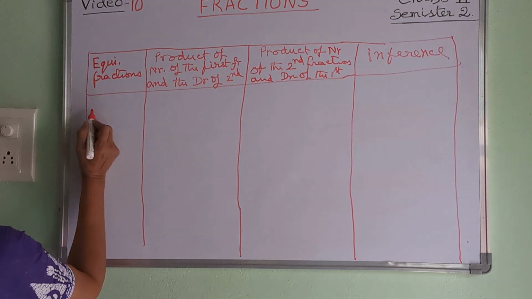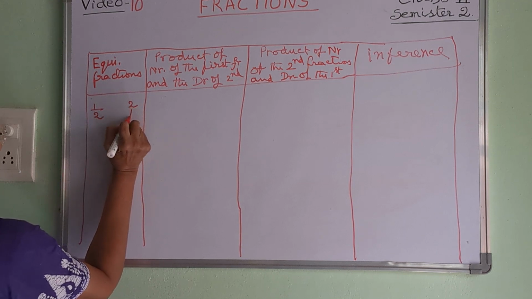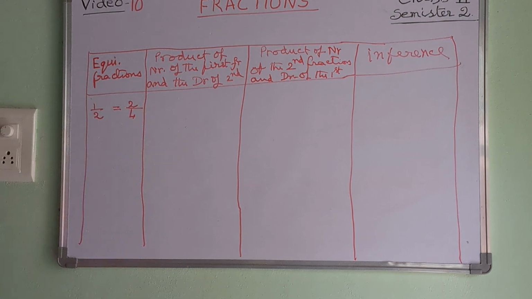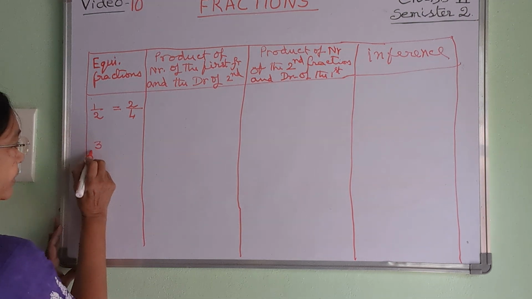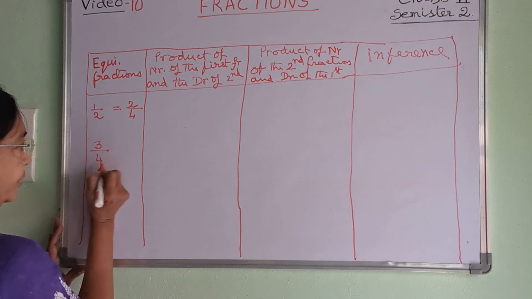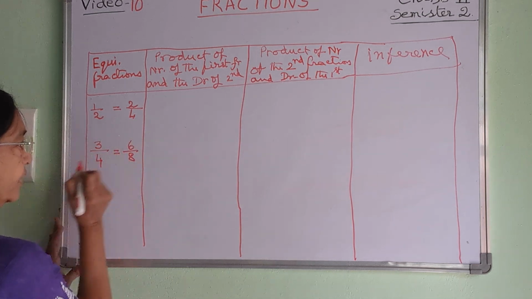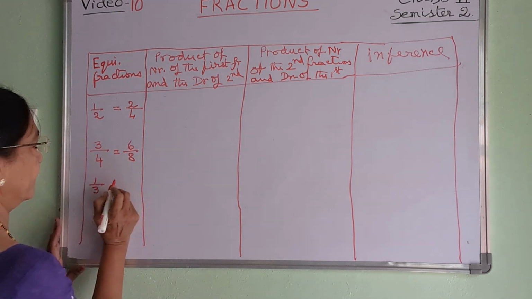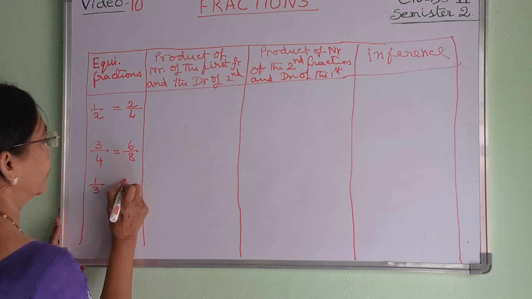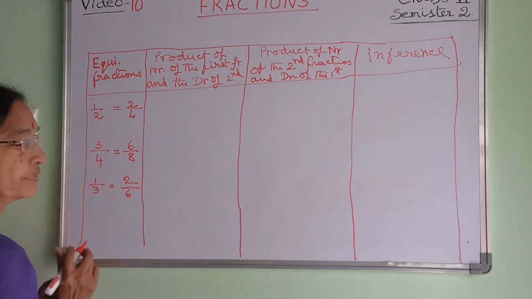Let us take some equivalent fractions, 1 by 2 and 2 by 4. These are the equivalent fractions, we know. And 3 by 4, 6 by 8. These are equivalent fractions. Next, 1 by 3 and 2 by 6 are equivalent fractions.